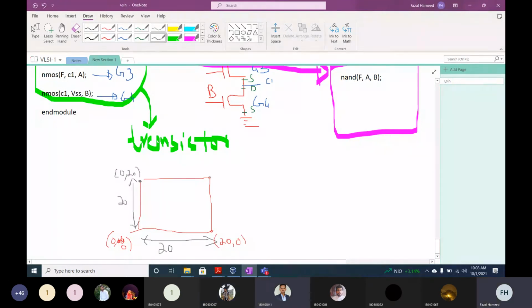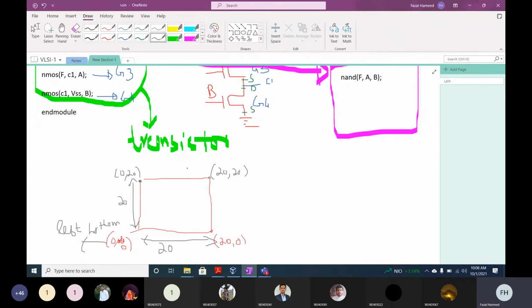And what will be the coordinates of this point? 20, 20. So if you look at any coordinate, we always start from the left bottom. This is your left bottom, and when you move to the right, the first coordinate changes, and if you move to the top, the second coordinate changes. Okay, you got my point or not?